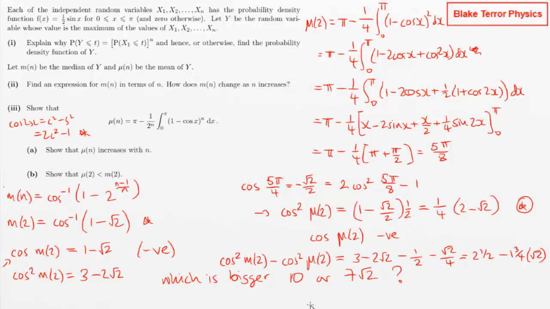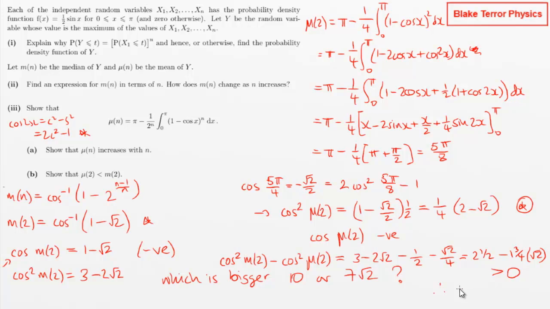Right, so which way round do I want to look at this? 7 root 2 is going to be smaller, isn't it? That is going to be smaller. 7 root 2 is going to be smaller than 10 because I know what root 2 is. Are we allowed to use that, do you think? It's definitely come up with the answer. So yeah, I've got that this thing is greater than 0.